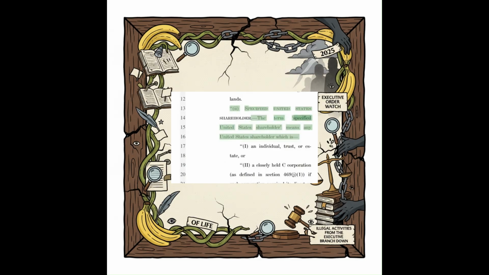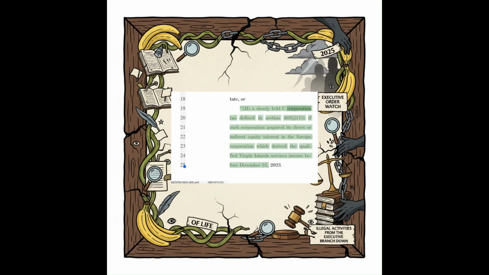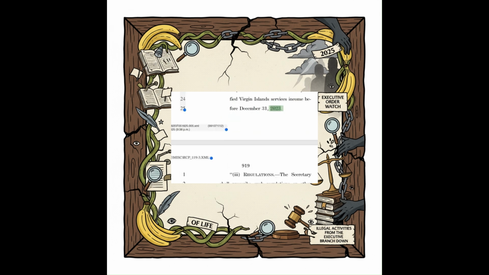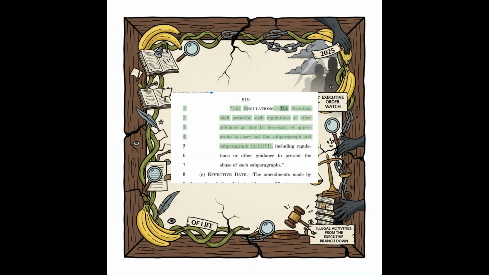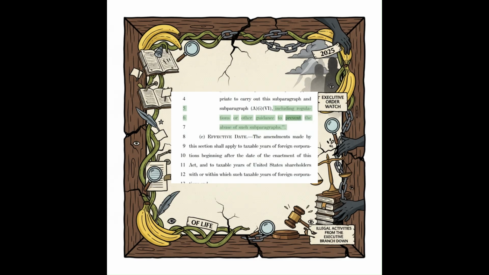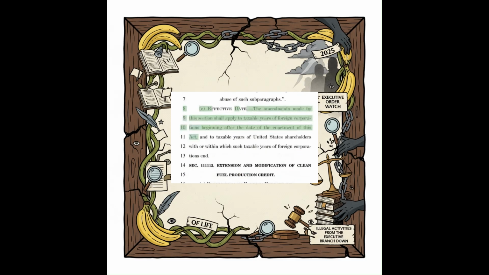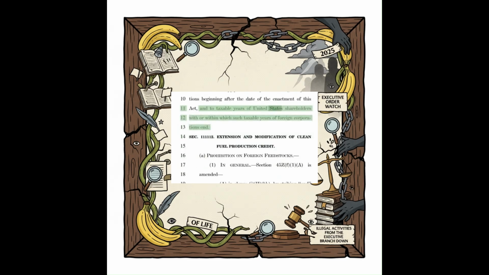Specified United States shareholder. The term specified United States shareholder means any United States shareholder which is an individual, trust or estate, or a closely held C corporation, if such corporation acquired its direct or indirect equity interest in the foreign corporation which derived the qualified Virgin Islands services income before December 31st, 2023. The Secretary shall prescribe such regulations or other guidance as may be necessary or appropriate to carry out this subparagraph, including regulations or other guidance to prevent the abuse of such subparagraphs. The amendments made by this section shall apply to taxable years of foreign corporations beginning after the date of the enactment of this Act, and to taxable years of United States shareholders with or within which such taxable years of foreign corporations end.